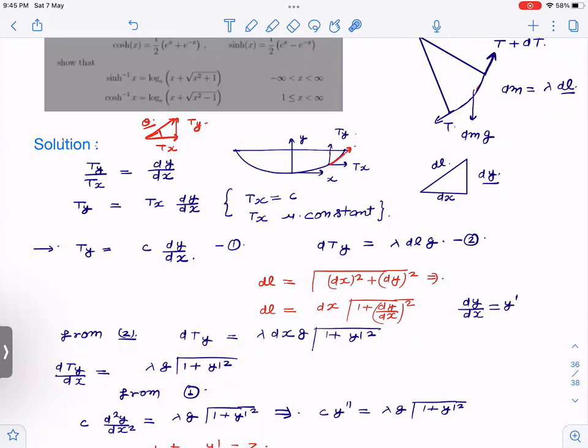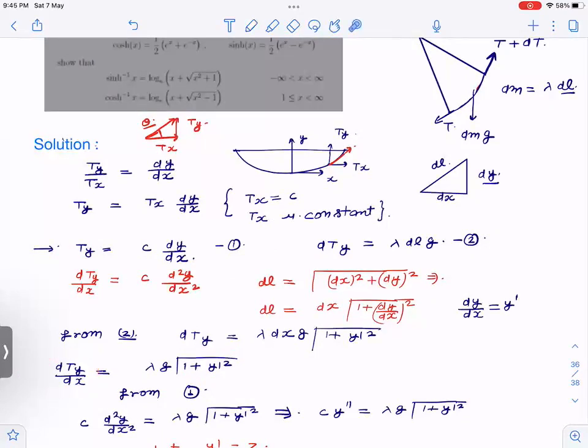Is that understood? Now see, from 1, this is equation 1. If you differentiate this once more, you get d of Ty by dx, right? Which is equal to what? C d square y by dx square. So that I can write here. So if I differentiate equation 1, you get d of Ty by dx. C is constant, remember? C d square y by dx square, right? So that is what I have done here.